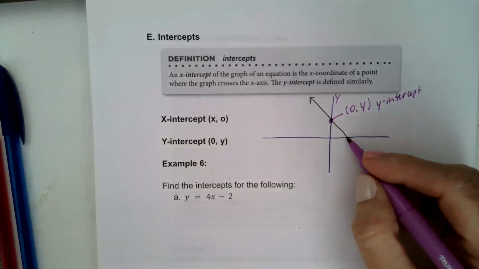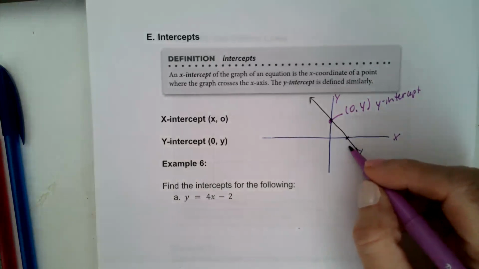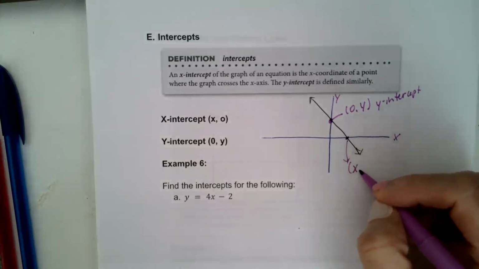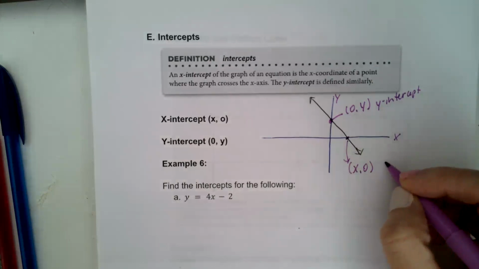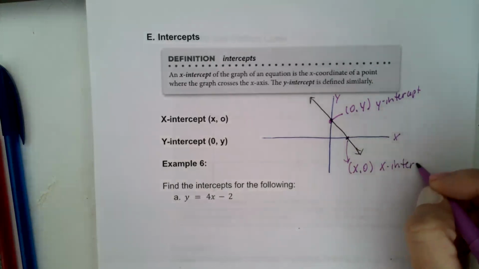And this one here is crossing the x-axis. This is the x value when y is 0. It's my x-intercept.